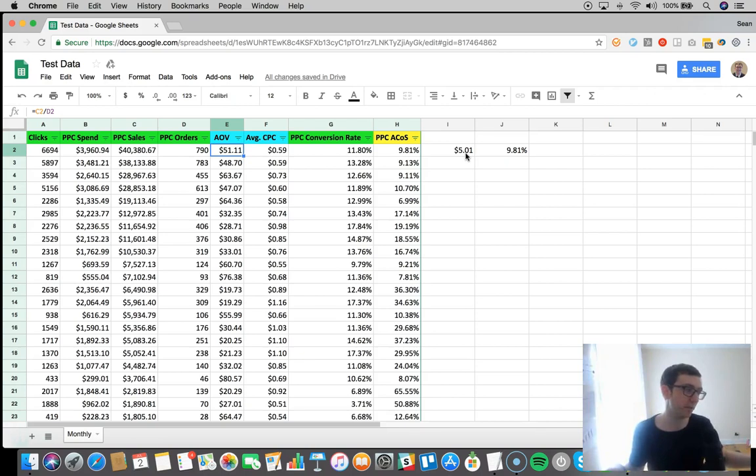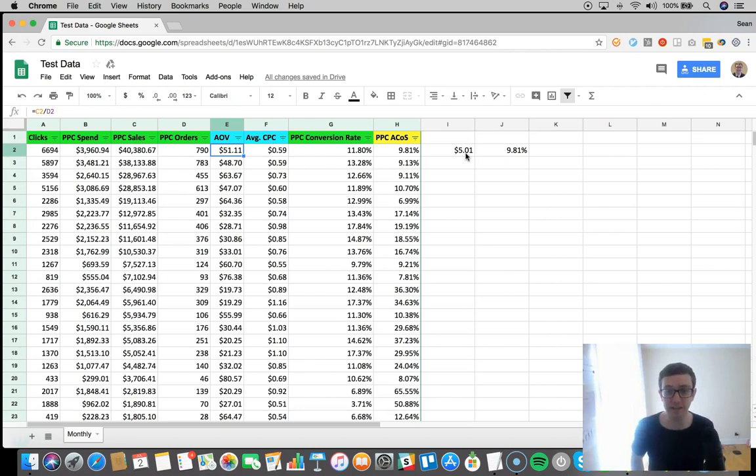If for the past 3 months you've had the same price, then it would be accurate. But most people test different price points to see what works. What AOV does is take an average of that. It's basically sales divided by orders. Amazon gives you PPC sales and PPC orders, and all you have to do is divide the two. Now you have your average order value, which includes the times when you made changes.